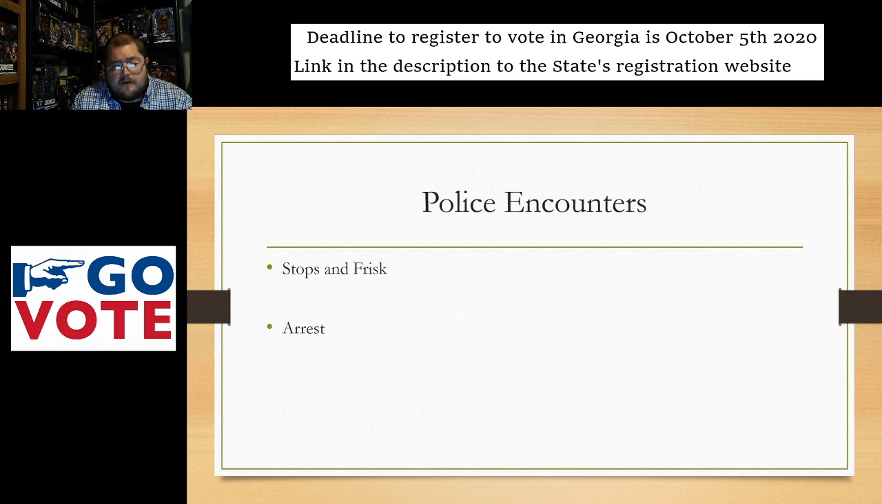The two formal levels that we have for police encounters are a stop and frisk, which is typically based off of reasonable suspicion that a crime has occurred, is occurring, or is very likely to occur in the future, and then an arrest. An arrest is based off of probable cause, meaning that in the police's opinion, based on the evidence and the nature of the circumstances that they're in, it is more likely than not that a crime has taken place.